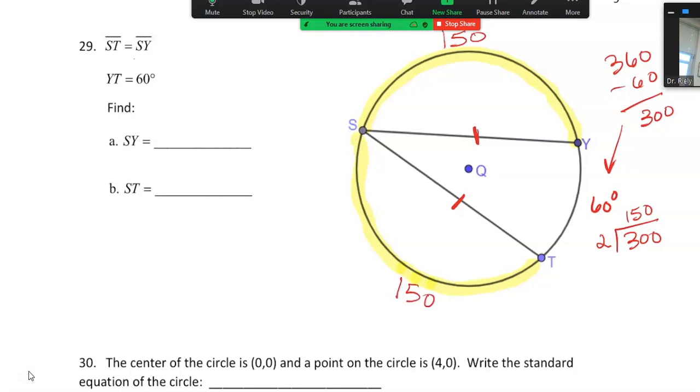Okay, so when they ask us to find, and here again, make the arc notation, if yours is missing. SY is 150, and ST is 150. Okay, these are chords. These are the arcs associated with chords in the same circle, and therefore they are going to cut equal size arcs. Okay, that's one of the theorems also.